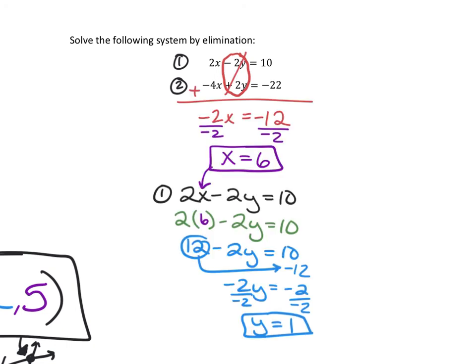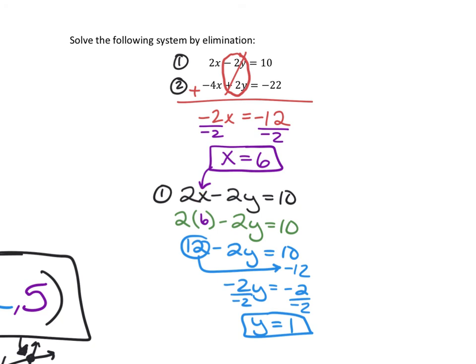So here's my work. We went ahead and we added the two equations together so that we could eliminate the y's. 10 plus negative 22 is negative 12, and 2x plus negative 4x is negative 2x. Just divide by negative 2 on both sides to get that the x value is equal to 6, and that's what I'm going to substitute into one of the other equations to continue to solve for y.